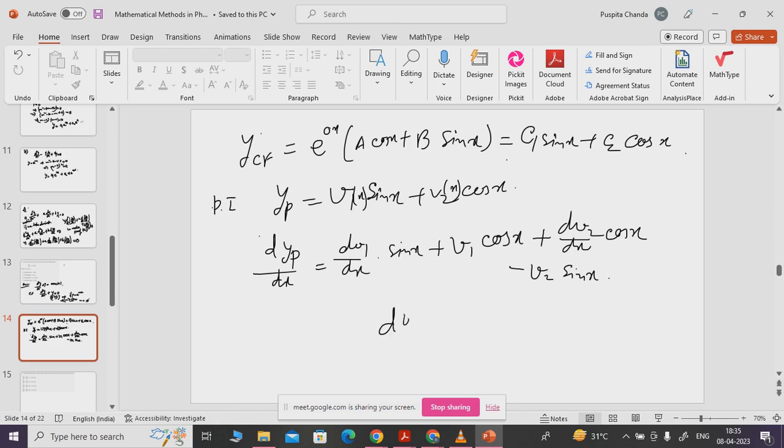We can assume dv1 dx sin x plus dv2 dx cos x is equal to 0.